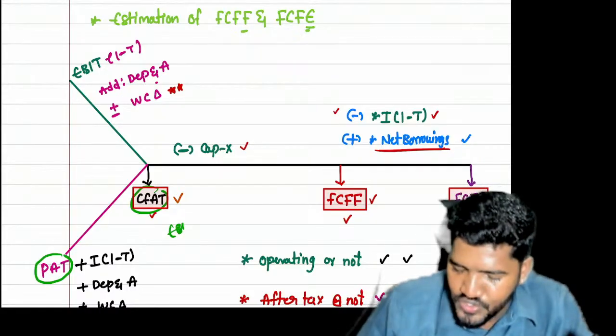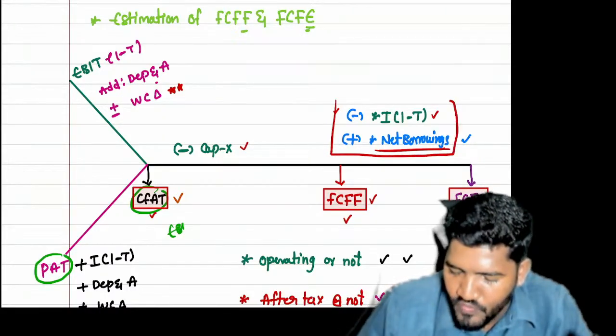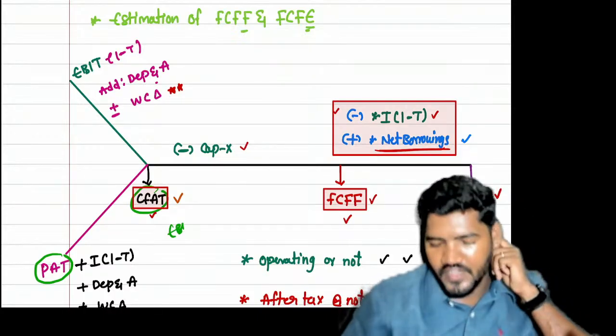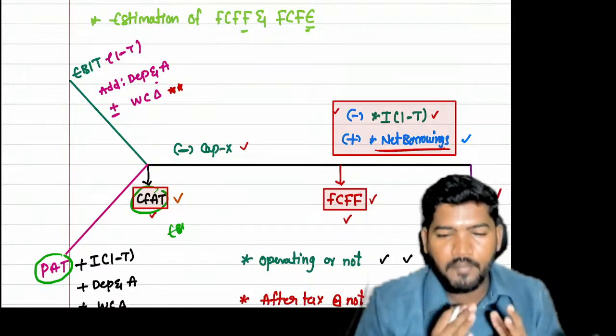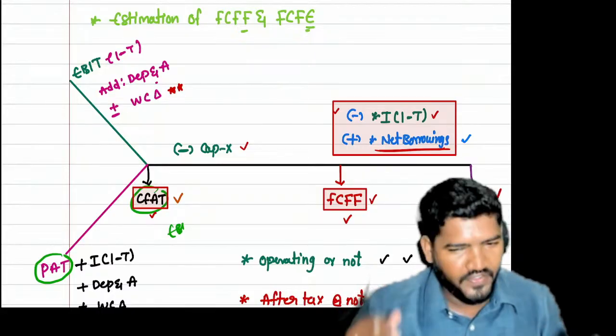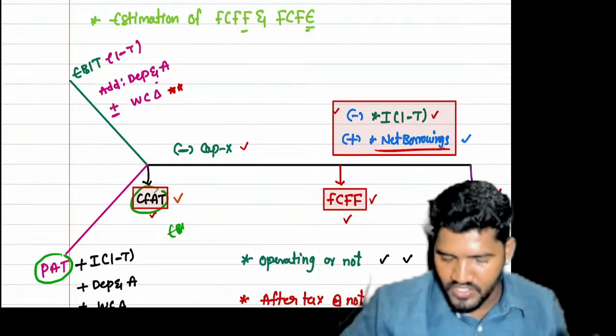After adjusting these two, you will get an outcome called FCFE. So this is the clarity point: if they provide CFAT information in the question, they're expecting FCFF and FCFE in the answer. So this is the way to calculate.